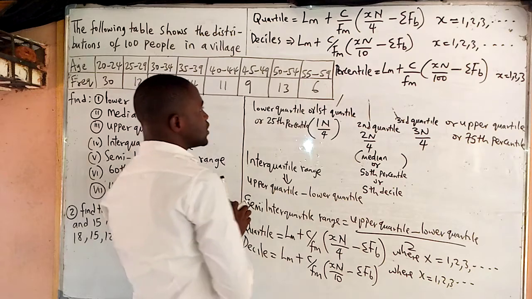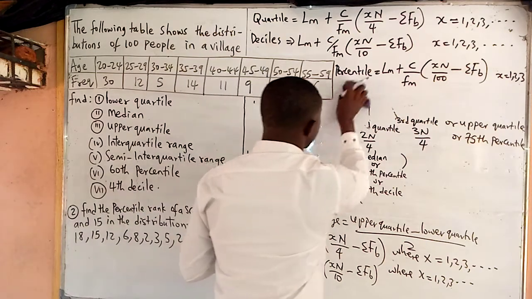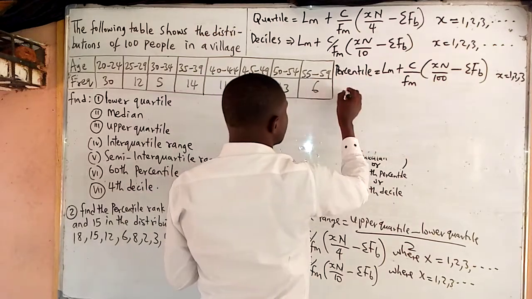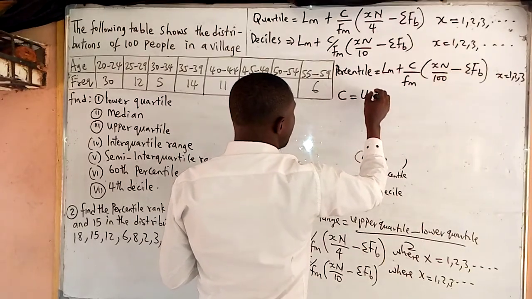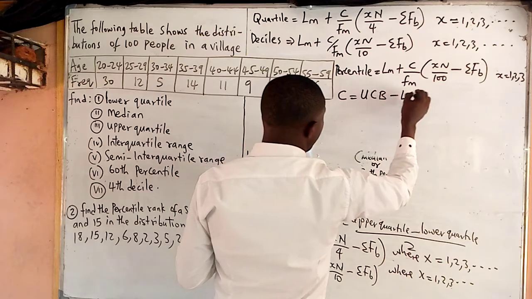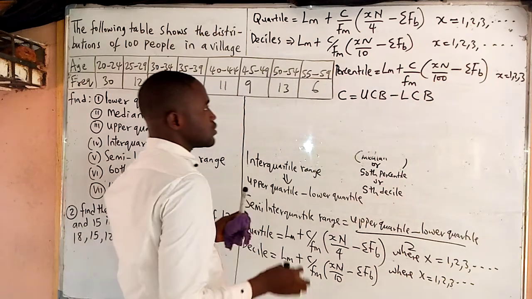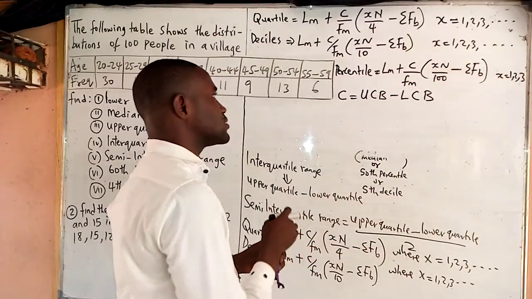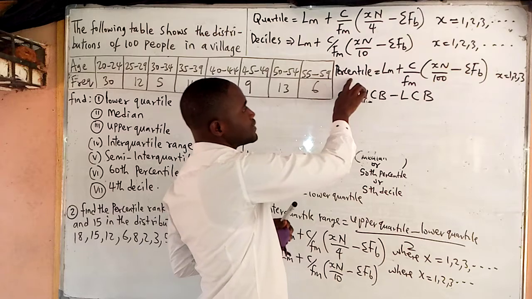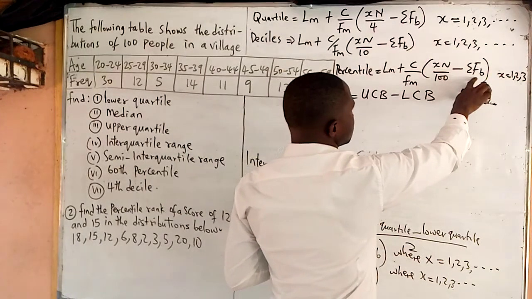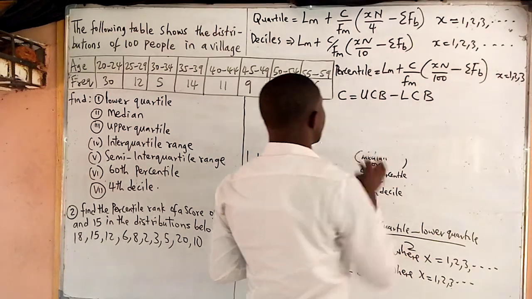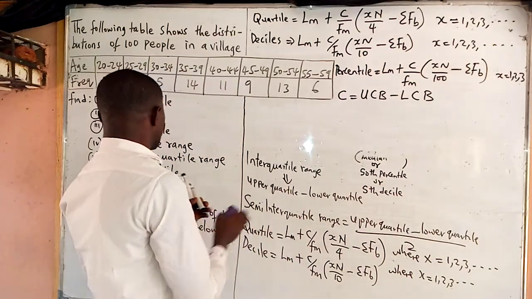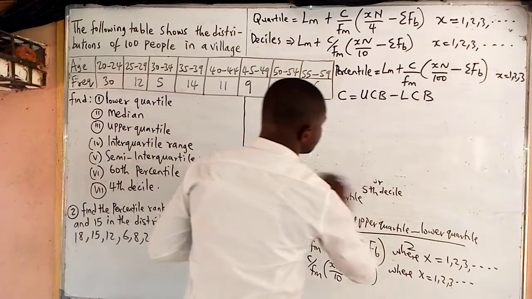C is the class width. We say that class width is the difference between the upper class boundary and the lower class boundary. C equals upper class boundary minus lower class boundary. Okay? Where LM is the lower class boundary of the percentile class, then the summation of the frequency before the percentile class. Now, I want to go into the question and see how we will compute all this.